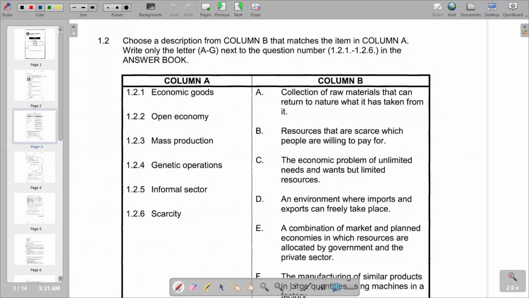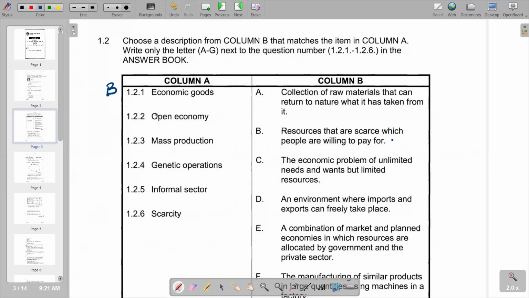And we know that an economic good is a product or service which can command a price when sold. So if you look at the explanations that we are given in column B, if you go to B, it reads resources that are scarce, which people are willing to pay for. So we have B as the correct response.